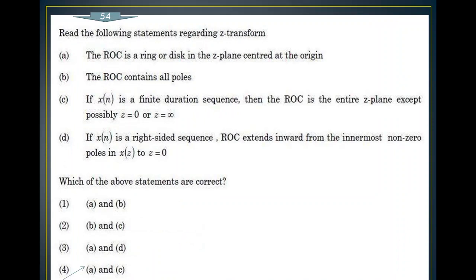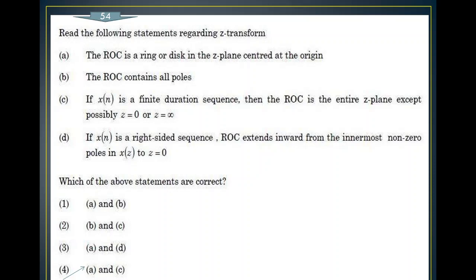Next question, question number 54. Read the following statements regarding the z-transform. A. The ROC is a ring or a disk in the z-plane centered at the origin. B. The ROC contains all poles. C. If x[n] is a finite duration sequence, then the ROC is the entire z-plane except possibly z equal to 0 or z equal to infinity. And D. If x[n] is a right-sided sequence, the ROC extends inward from the innermost non-zero pole in X(z) to z equal to 0.